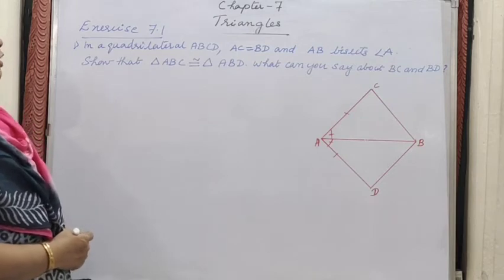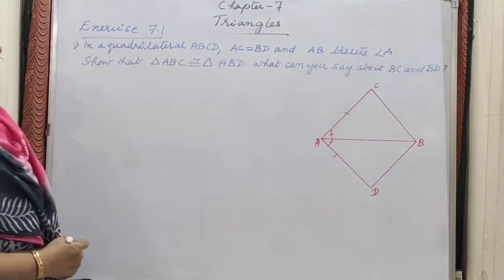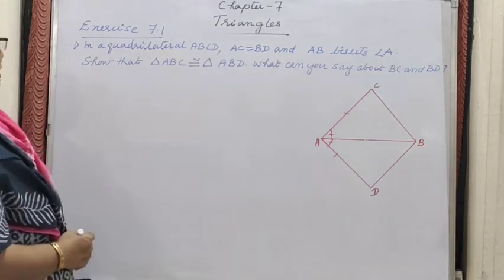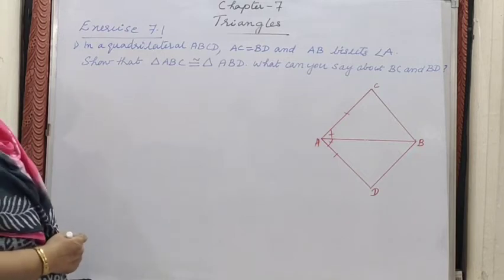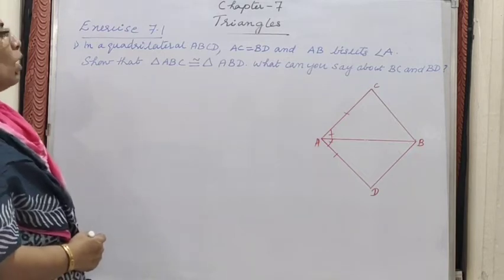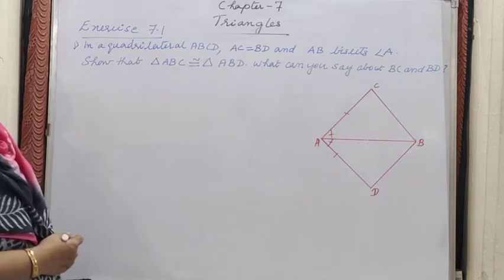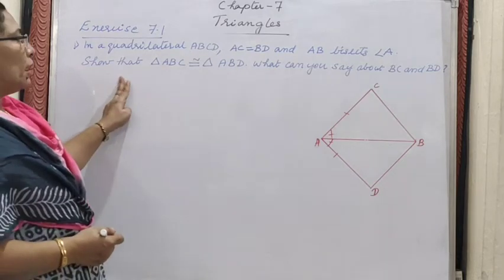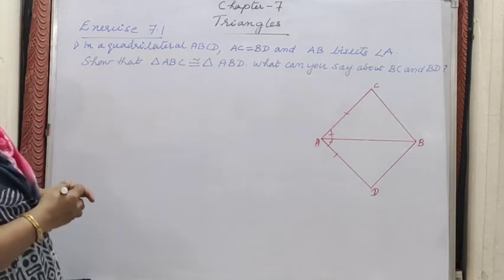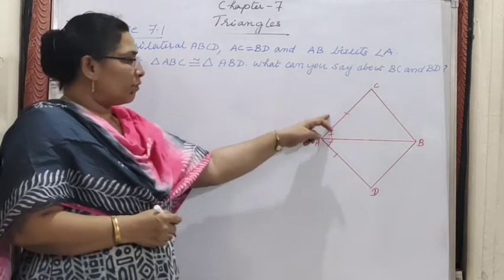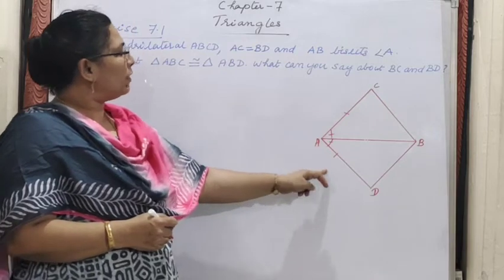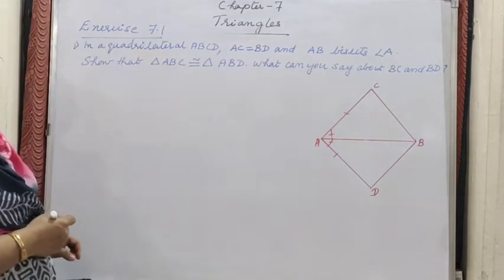First question: in a quadrilateral ABCD, AC equal to BD and AB bisects angle A, show that triangle ABC congruent to triangle ABD. What can you say about BC and BD? Now listen, all of you. In a quadrilateral ABCD, AC equal to BD. So already marked in the figure, AC and BD are equal.